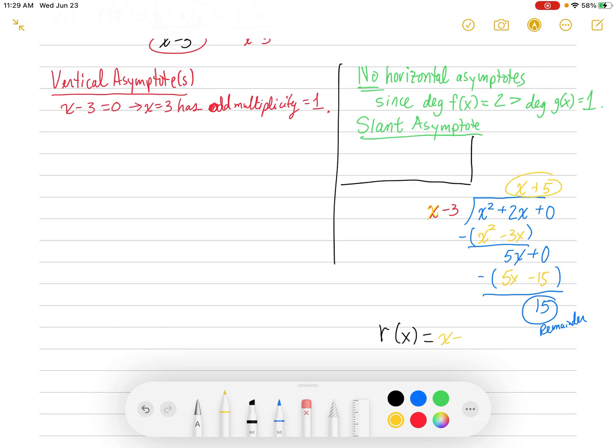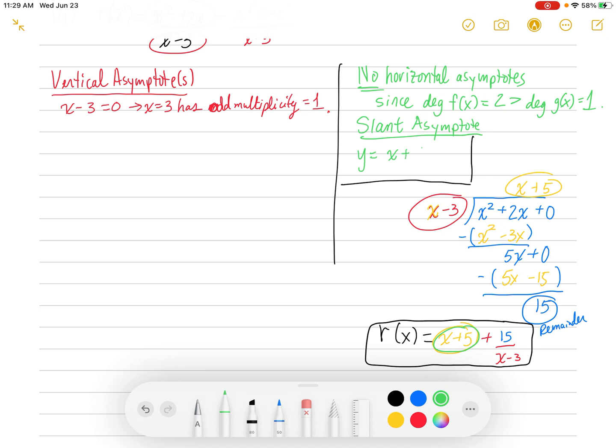So, in conclusion, you can rewrite r of x as your quotient, x plus 5, plus your remainder over your divisor, 15 over x minus 3. So this is another way to write your function. Rather than factoring it, you could write it in this strange way.